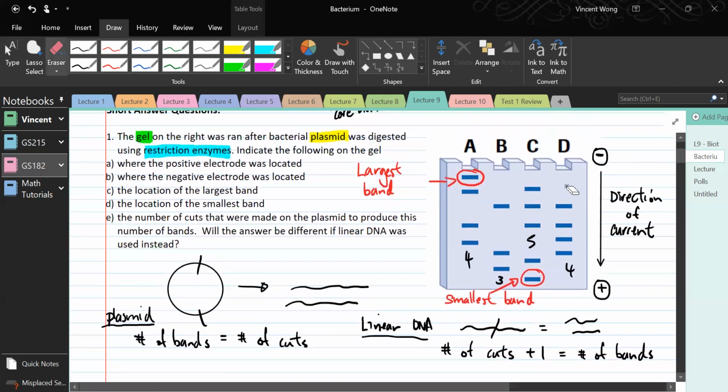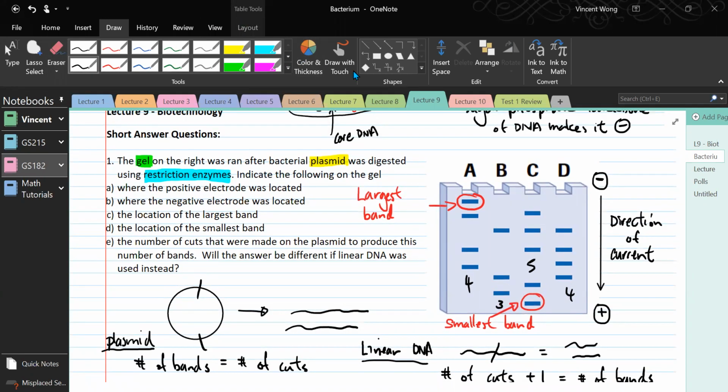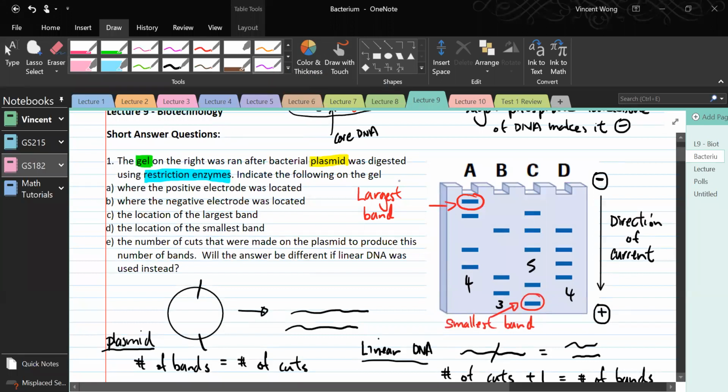Okay, so this process of separating DNA on a gel, anybody remember the name of this process? Help me out here. It's a really long name. Oh, there's a question. How do you know it's linear or not? I'll have to tell you, right? So here the question says plasmid, right? If it's linear, I will tell you in the question.